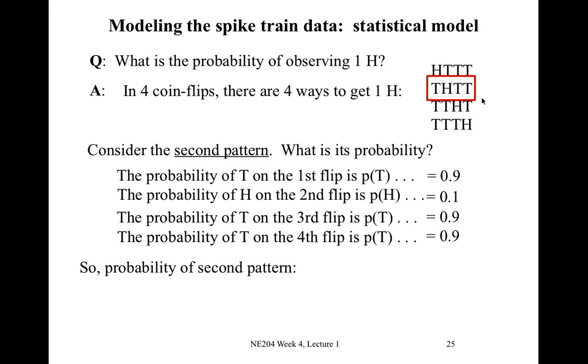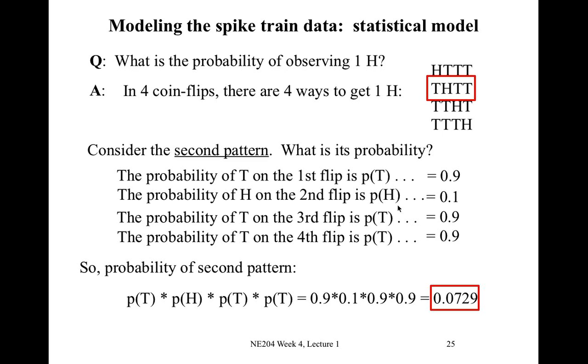So if we now want to compute the probability of this second pattern, on the previous slide we looked at the first pattern, now we're focused on the second pattern, what we'll do is multiply these probabilities together. So we'll multiply the probability of tails on the first flip times the probability of heads on the second flip times the probability of tails on the third and fourth flips. And we multiply those 4 values together, and we get the same number as before, 0.0729.